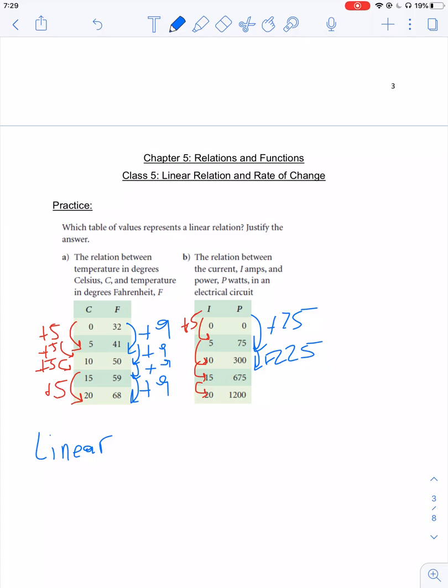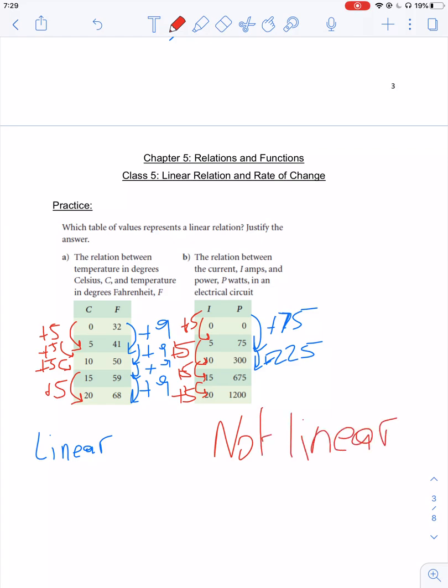Okay, because this is 75, this is 225. It's not the same thing. Even though, right, your x values are increasing by the same amount, your y values are not increasing by the same amount. So you can stop over there and conclude that this one is not linear, okay?